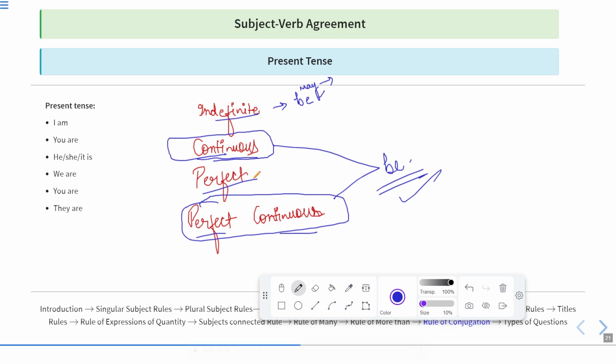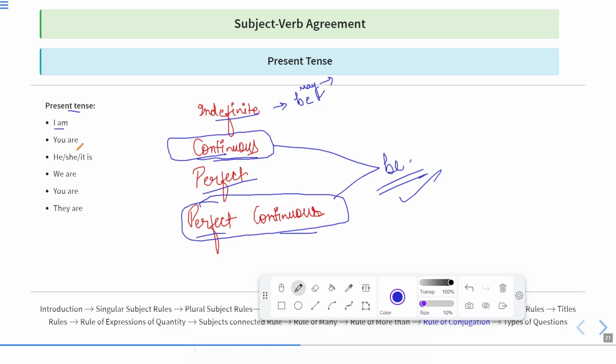However, if we talk about passive voice, sentences cannot be made without be, whether they are indefinite tense, continuous tense, perfect, or perfect continuous. So in case of passive voice, we necessarily need be form. Okay. So in case of present tense, we may have a structure, I am. For I, we use am.